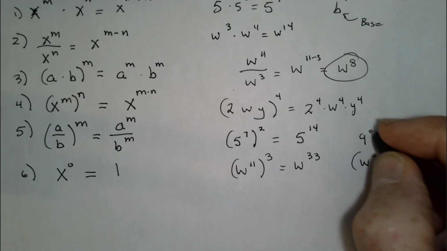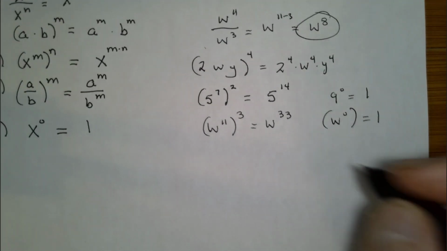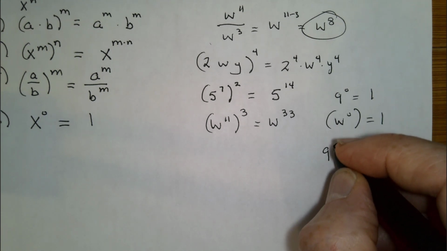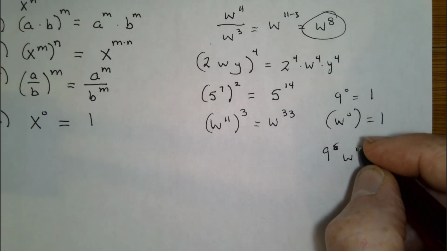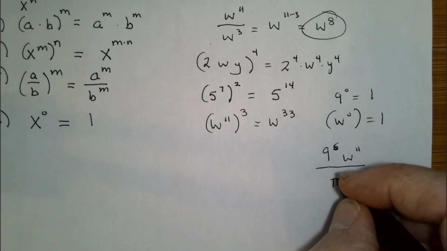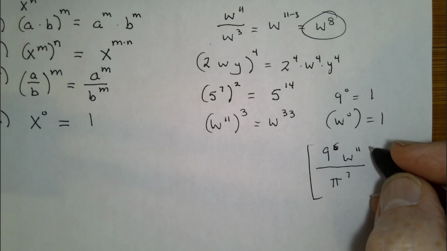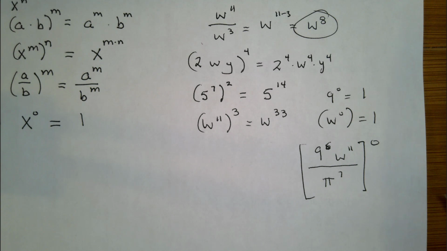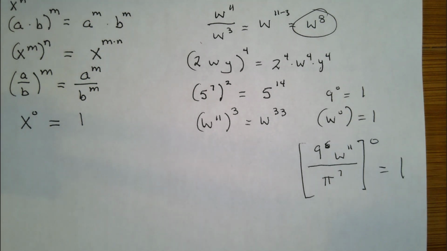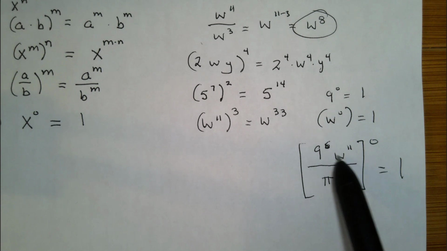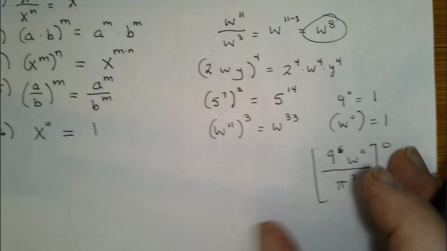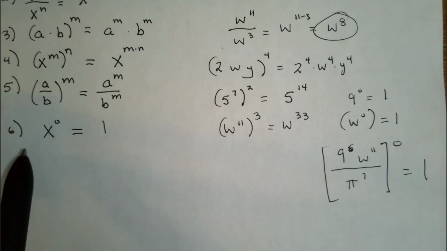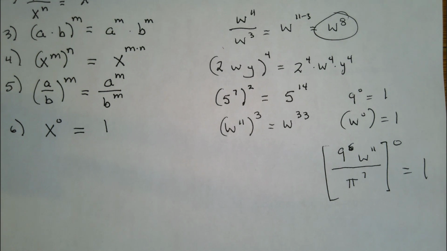Example, if we have 9 to the 0 power, it equals 1. If we have 9 to the 6th power, W to the 11 power divided by pi to the 7 power, and then we raise that whole group to the 0 power, what does that equal? It equals 1. Except if W is 0. 0 to the 0 power is a little weird. So if X is 0, 0 to the 0 power would be a weird thing. That's the only case when it doesn't work. But in general, we say everything to the 0 power equals 1.